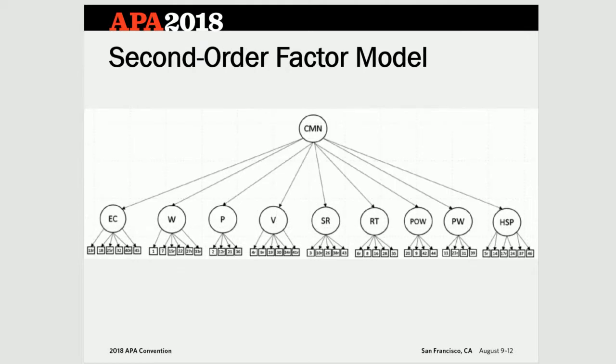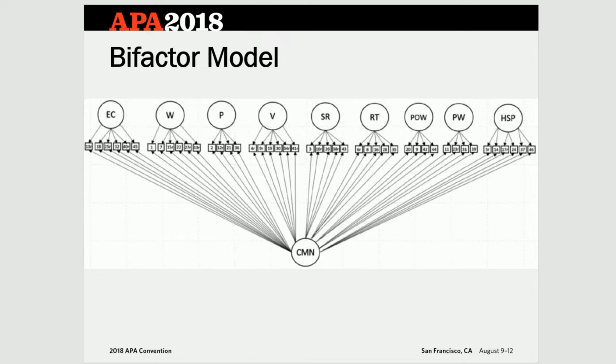A second order factor model builds on the correlated factors model, and it says the reason why these 9 subfactors correlate with each other is because they're all dictated by or driven by or explained by a higher order conformity to masculine norms construct, which then dictates the 9. In contrast, we have the bifactor model, which takes some time to understand.